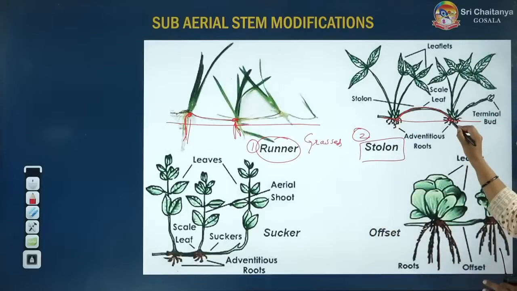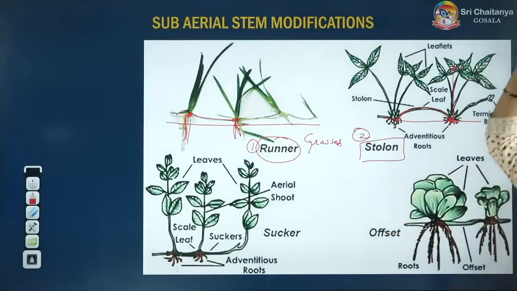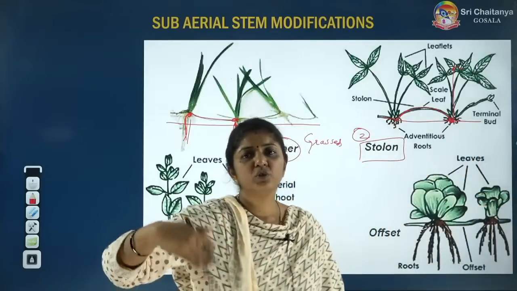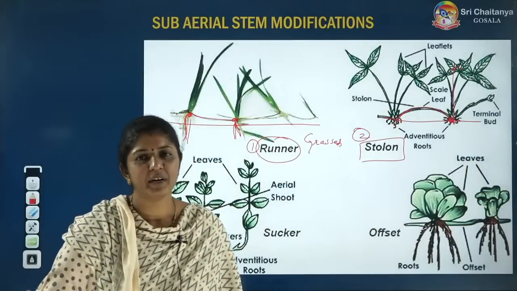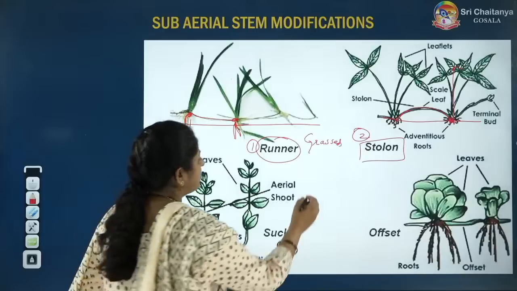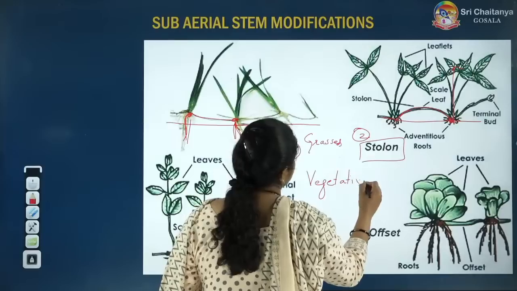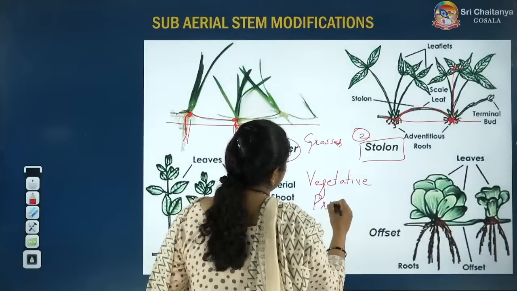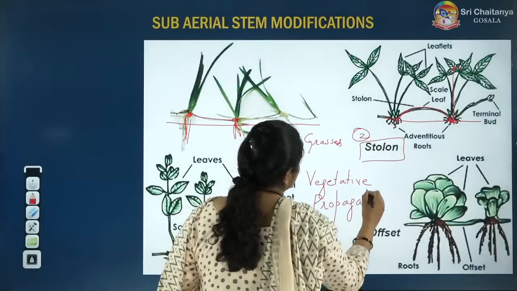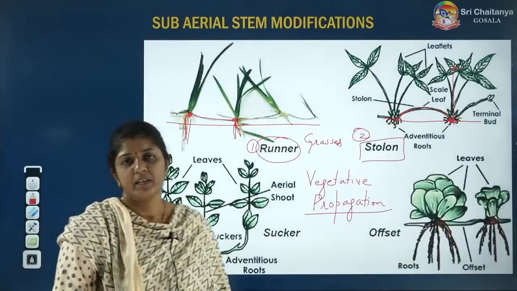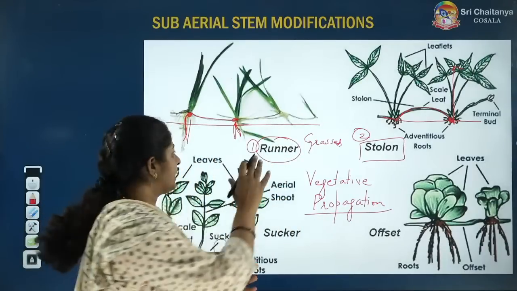And where it touches the ground, it gives rise to a new plant. So can I say it is not for storage, it is just to multiply itself? Are you getting that? What do you call it? Vegetative propagation. Vegetative propagation means to multiply itself, to grow more, like grass even.